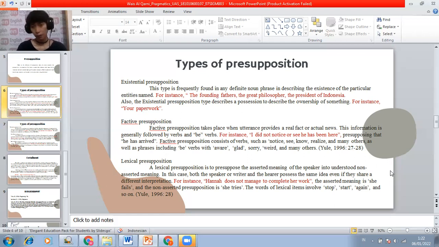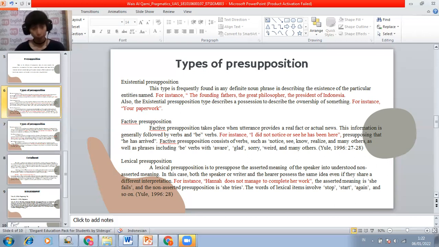Next, the third type of presupposition, we have lexical. The lexical presupposition is to presuppose that a certain meaning of the speaker is understood as a non-asserted meaning. So in this case, both the speaker or writer and the hearer possess the same idea, even if they share a different interpretation.